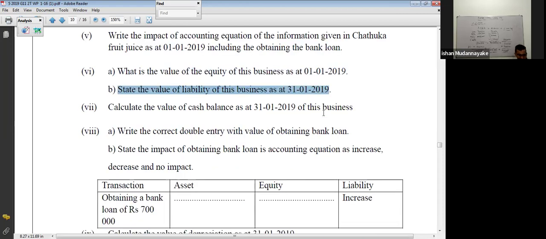State the value of liability of the business as at 31st January 2019. How much is the value of liability? Can you give me the answer? Ramesh, how much? 900,000. Ishan, how much is the liability as of 31st January? Apsari, how much is the liability? I got an answer, 915,000.